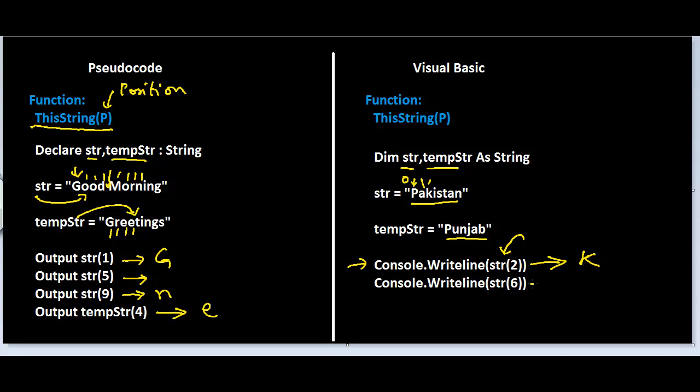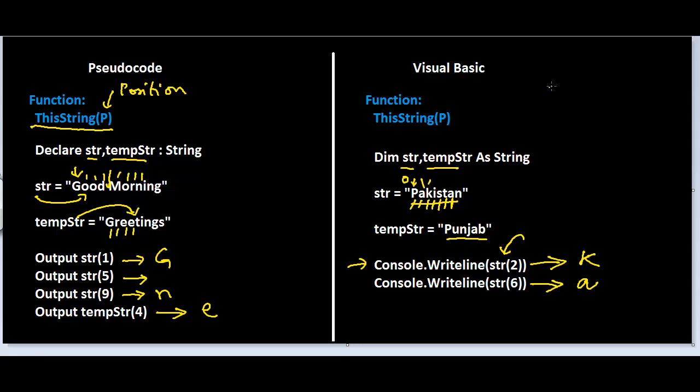Okay, let's take a look at this one. When we execute this instruction, we're looking for character number 6. And remember, we start with 0. So P is 0, A is 1, K is 2, I is 3, S is 4, T is 5, and A is 6. So in this case, A is going to be shown on the screen.